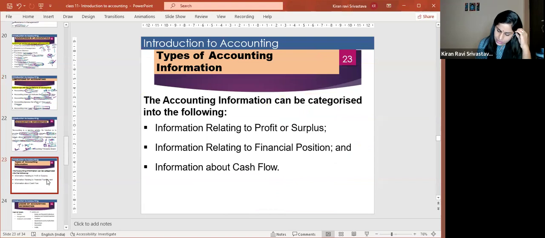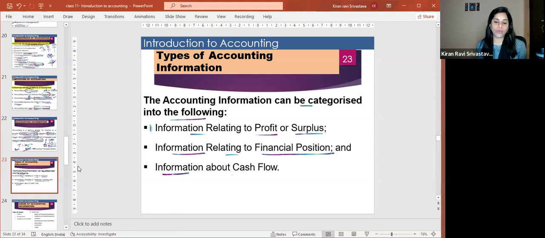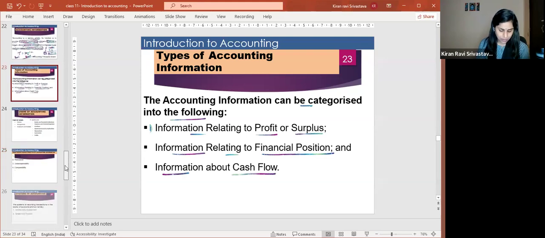Then the next one is types of accounting information. What are the various types of accounting information? The accounting information can be categorized into the following. First is accounting information relating to profits or surplus. Then accounting information relating to the financial position of the business. Then accounting information about the cash flow, whether the business is generating cash or spending more cash. All this information is generated by the accounting statements, and there will be big chapters on how to get all these things. Now it's just the overview.